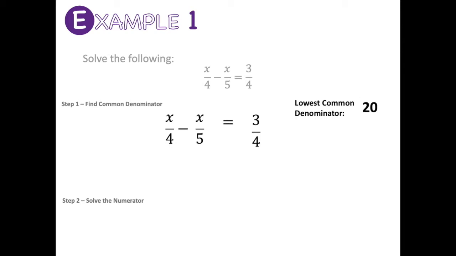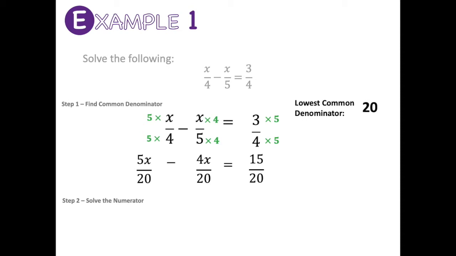To do that, my first fraction of x over 4, I'm going to multiply both my numerator and my denominator by 5. For my second fraction of x over 5, I'm going to multiply both of my terms by 4. And then for my third fraction, because I need all of my fractions to have the same denominator, I'm going to multiply 3 over 4 by 5. So my new equation with my common denominator is 5x over 20 subtract 4x over 20 is equal to 15 over 20.